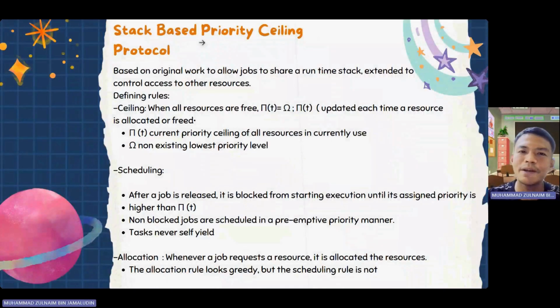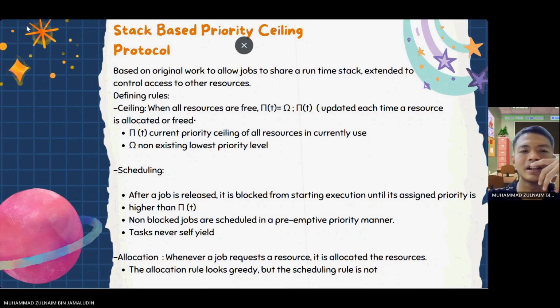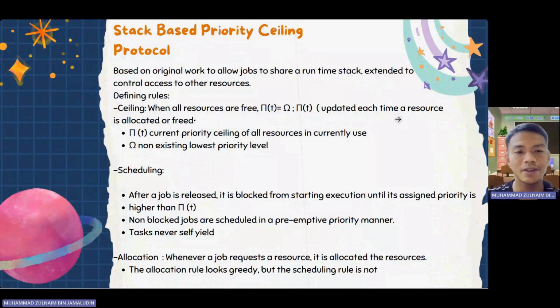Okay, stack-based priority ceiling protocol. Based on original work to allow jobs to share a runtime stack, extended to control access to other resources. They have three defining rules. First is the ceiling. When all resources are free, pi t is equal to omega. Pi t is updated each time a resource is allocated or freed. Pi t is the current priority ceiling of resources currently in use. Omega is a nonexisting lowest priority level.